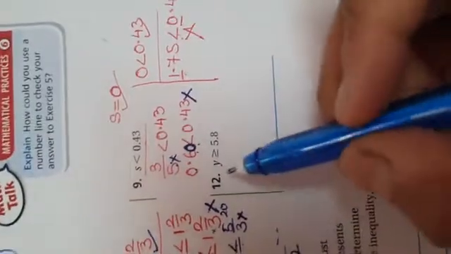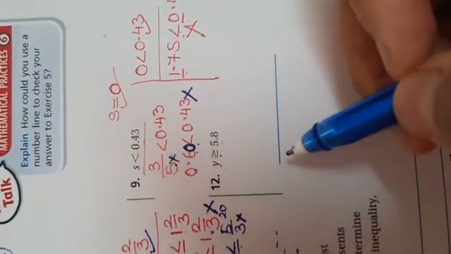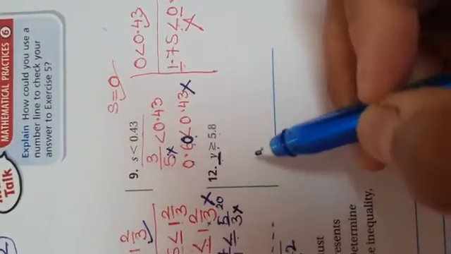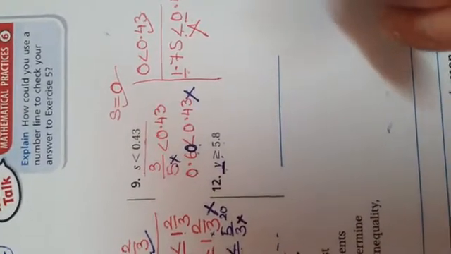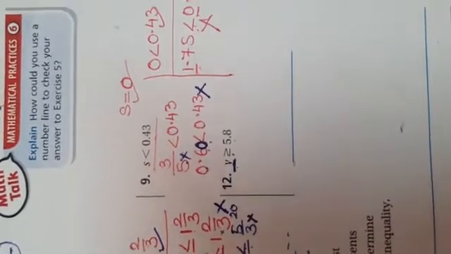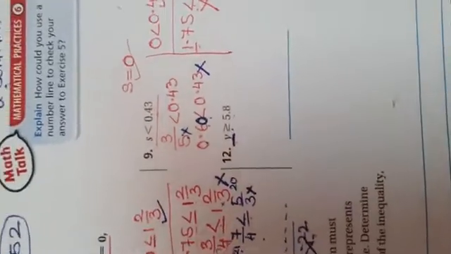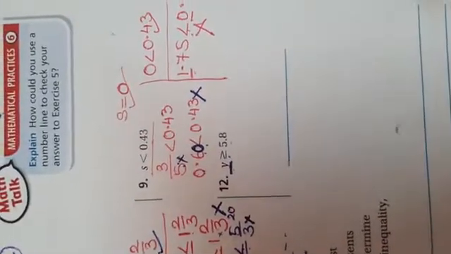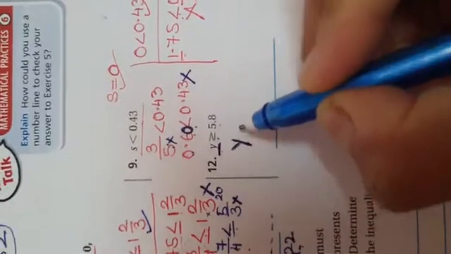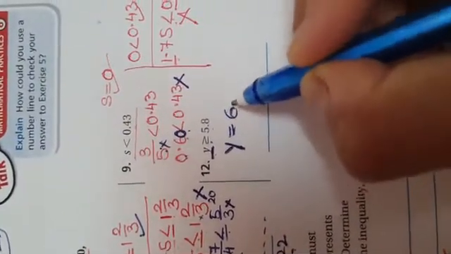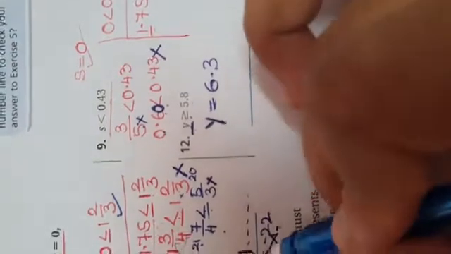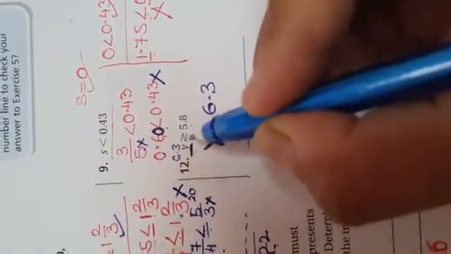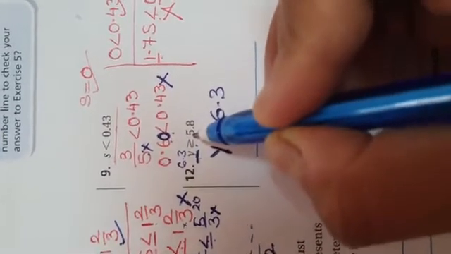Okay, the next one, y is greater than or equal to 5.8. So we have to replace y with a number greater than 5.8. What are the numbers greater than 5.8? 5.9, then 6, 6.1, 7.1, 7.8, 9.4, any number, or you can even write any whole number. So this is my choice. Let me write this as a decimal, because we already wrote whole numbers for those two questions. So y is equal to 6.3, which means if I write 6.3 here, the inequality is correct.